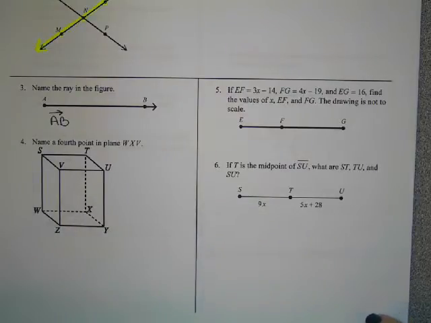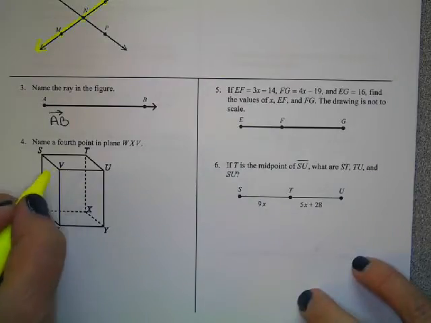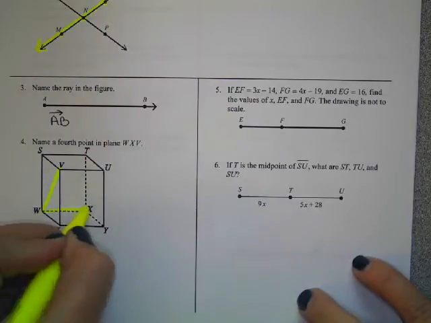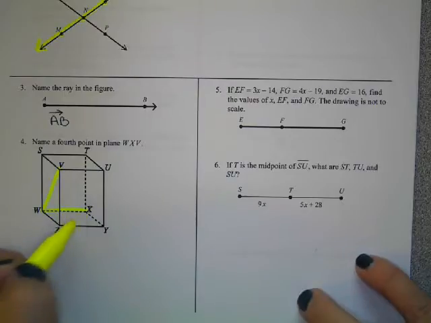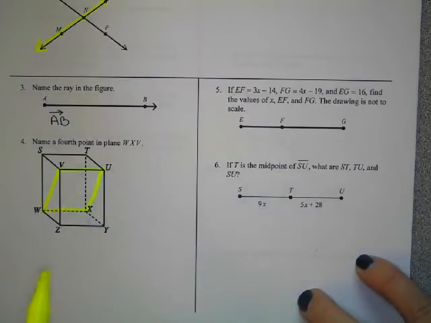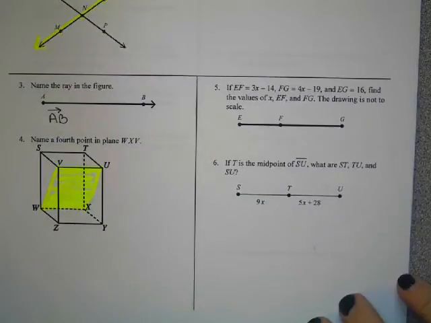For number 4, name the 4th point in plane WXV. So WXV, if I connect these, it looks like we want to have a slightly slanted plane here. So if I connect up from X, it would have to go to U so that VU is one segment, WX is another segment, and we connect it. So this plane is a little tricky. It would be a diagonal plane. So it would be point U.